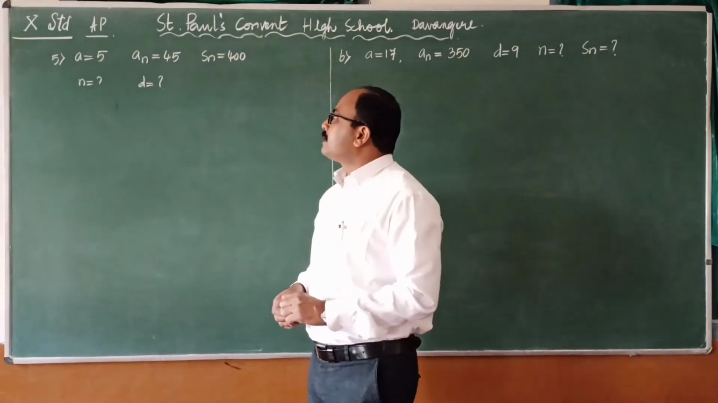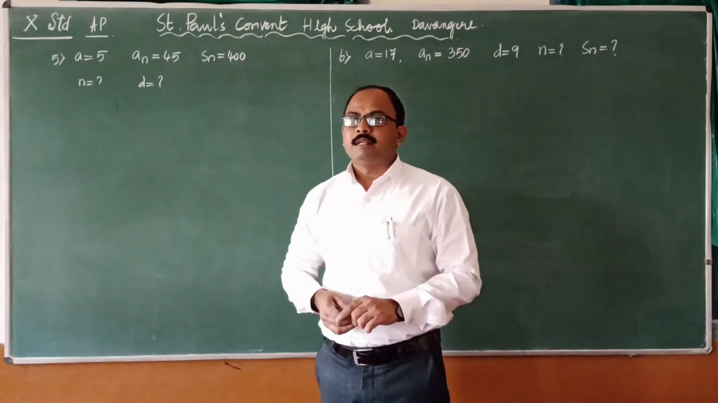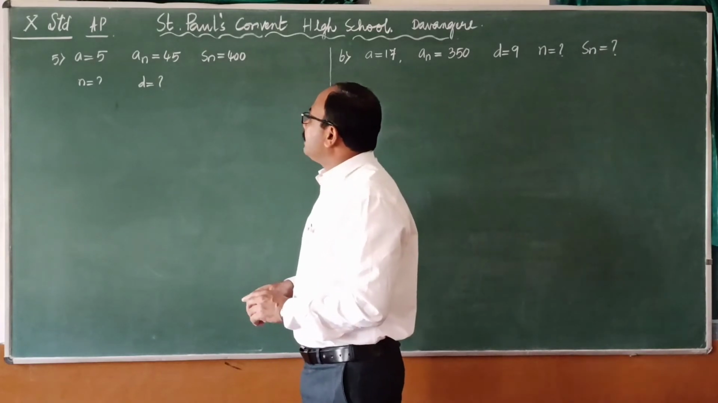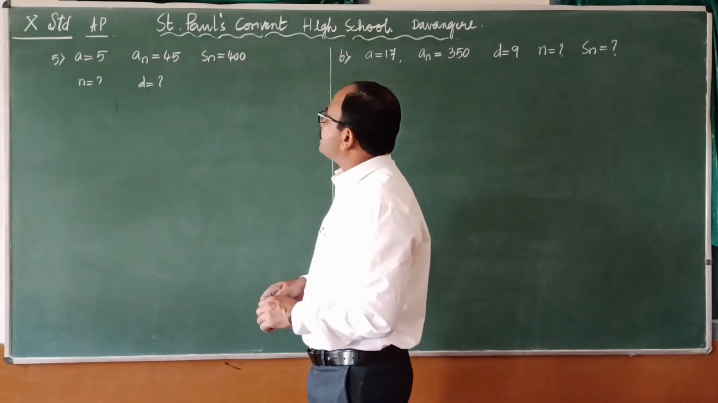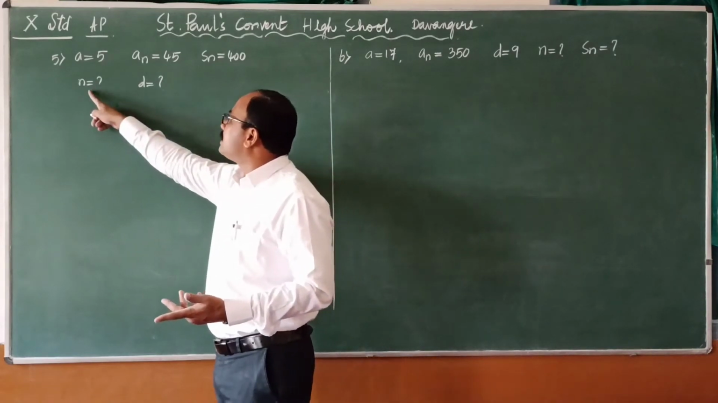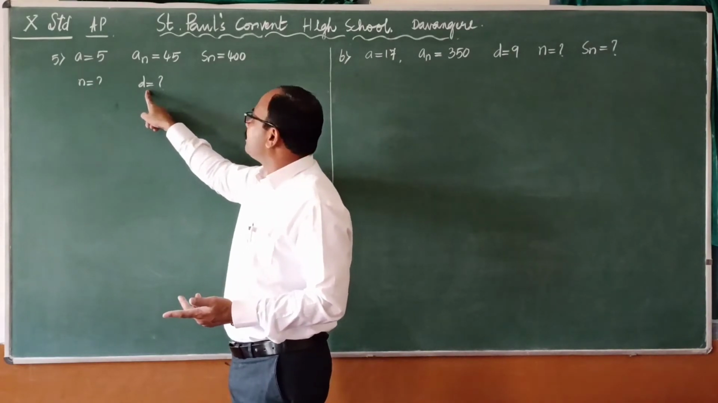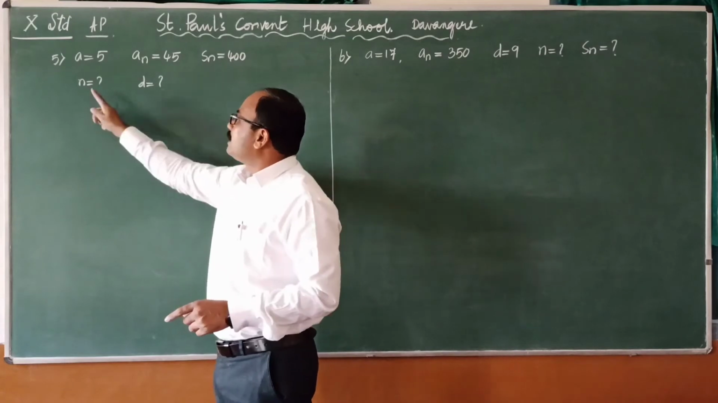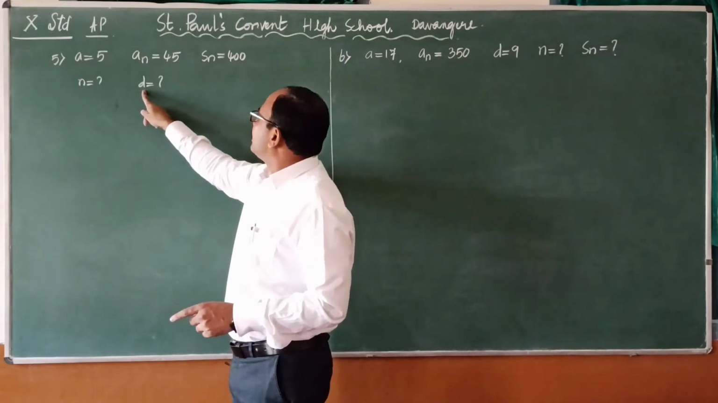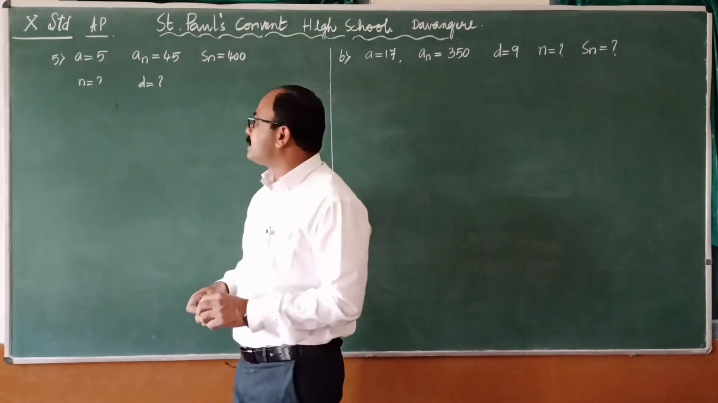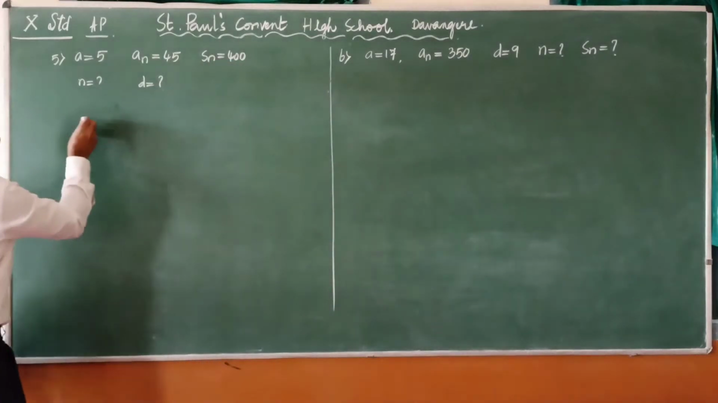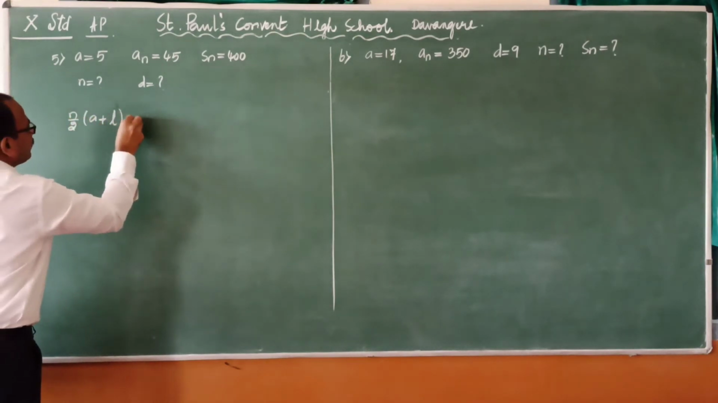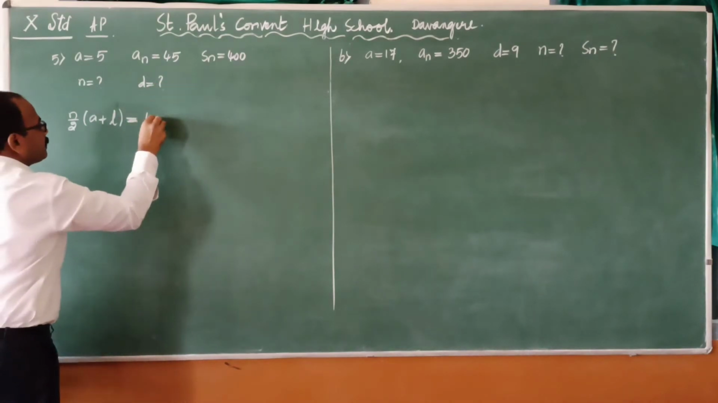Children, I have taken the fifth and sixth sums, children. Let's find out how this can be solved. First term is given, nth term is given, sum of n terms is given. We do not know how many terms there are and the common difference. Therefore, if we use this formula a plus n minus 1 into d, n we do not know, d also we do not know. Therefore, we shall start with the Sn formula, children. The Sn formula here can be taken as n by 2 into a plus l, sum of n terms, will be equal to 400.